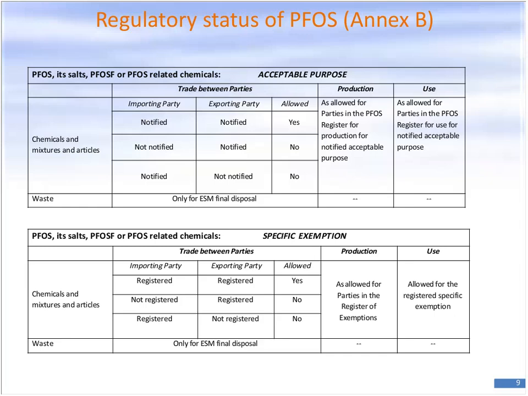And the concept of these PFOS, its salts, PFOS-F, and PFOS-related chemicals is the same as for endosulfan. You can export and trade with both importing and exporting party notified. You can produce it if you have notified for the register for production, and you can use it if you have notified for the register of acceptable purposes, and the same is for specific exemptions.